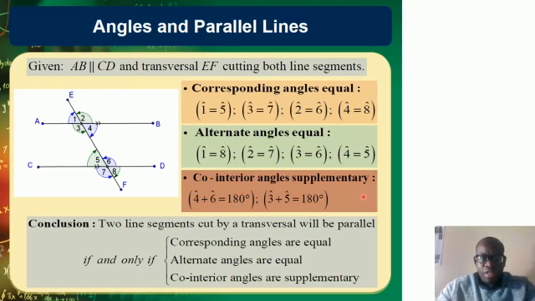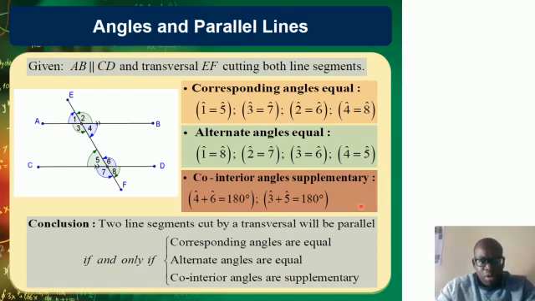Co-interior angles. We have a theorem in grade 8 which says co-interior angles are supplementary. So if you add those two angles in a C, you equate the answer to 180 degrees. They are supplementary. Remember, supplementary means 180 degrees. So angle 4 plus angle 6, if you add them, the answer is 180 degrees. Why? They are co-interior angles. 3 and 5, they are co-interior angles.